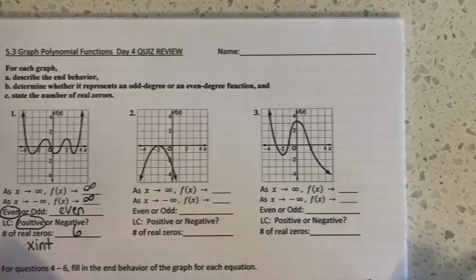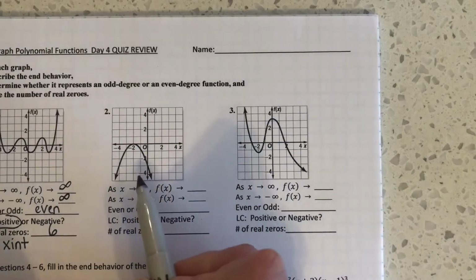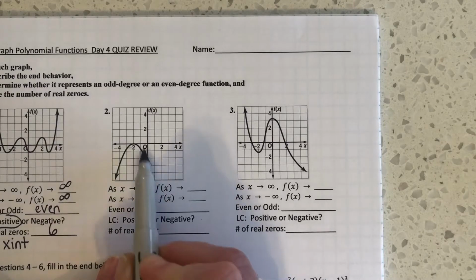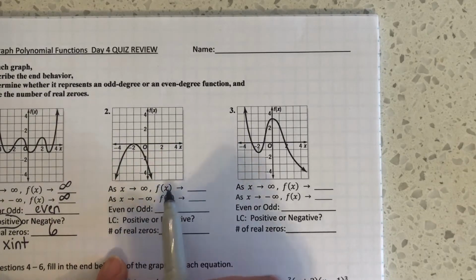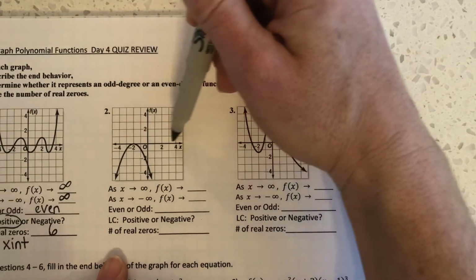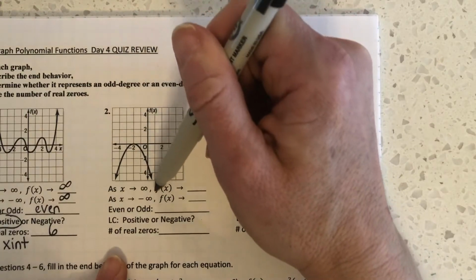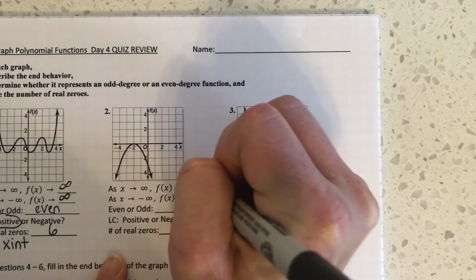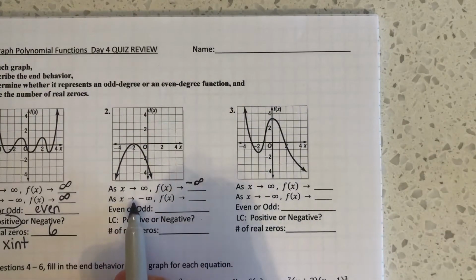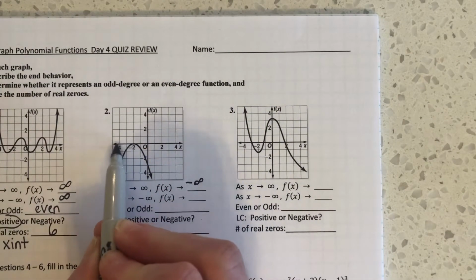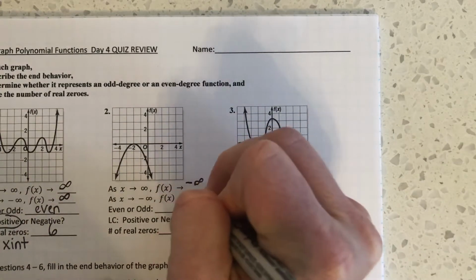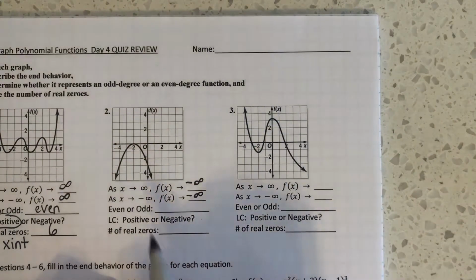All right, look at number 2. Looks like a parabola. So as x goes to infinity, as x gets bigger, where's f of x or y going? It's going to negative infinity. All right, well, as x goes to negative infinity, as x gets smaller, where's f of x still going? To negative infinity.